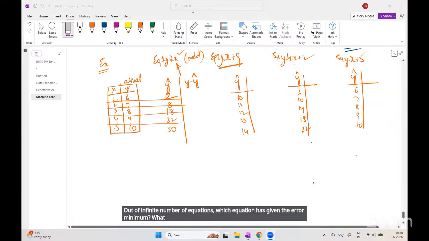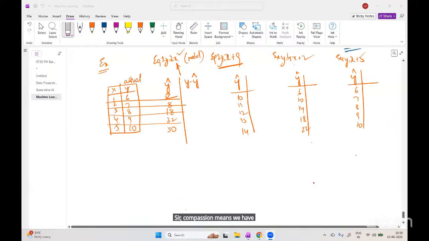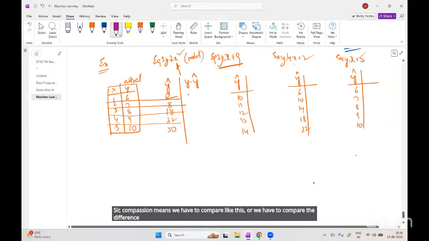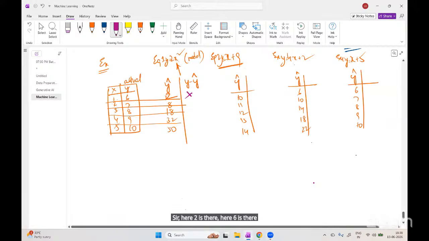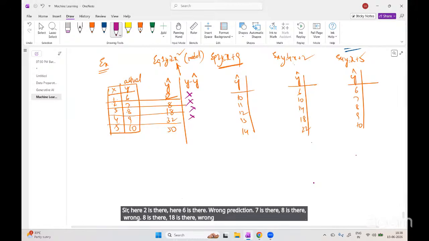What is meant by error? The comparison between the actual versus predicted. So comparison means we have to compare like this: here 2 is there, here 6 is there, wrong prediction. 7 is there, 8 is there, wrong. 8 is there, 18 is there, wrong. 9 is there, 32. 10 is there, 50. Wrong. All of them are wrongly predicted.